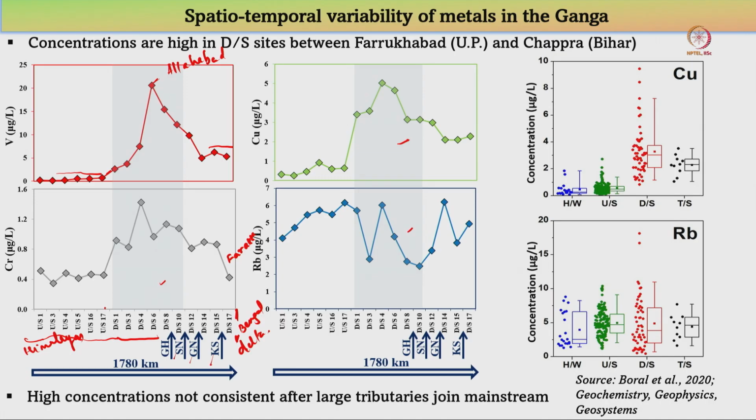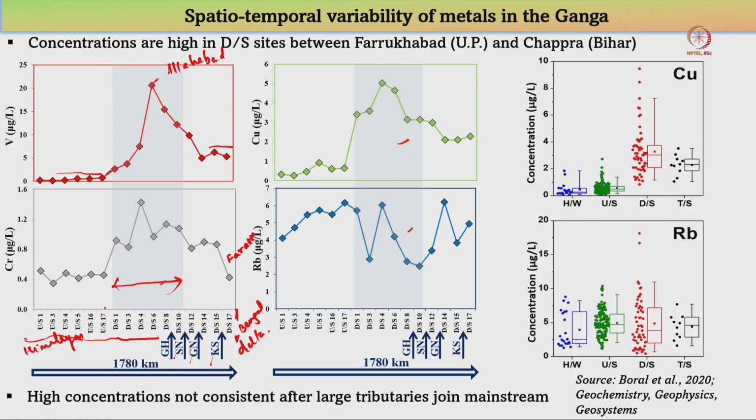So, why is this particular zone highlighted? This zone is highlighted because this is the stretch at which most of the pollution is known. This is the stretch from Kanpur to Patna, called the middle stretch of the river, where the river is known to be very polluted, where the river is known for its continuous inputs coming from a lot of industries.